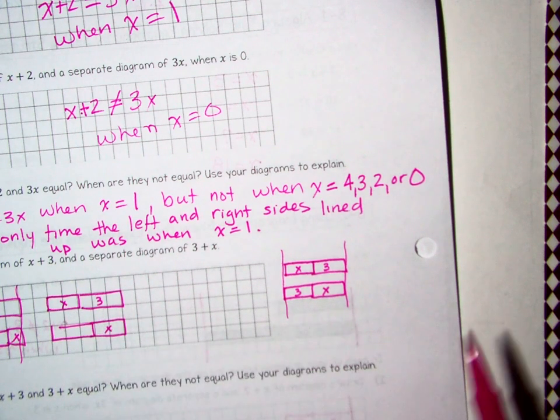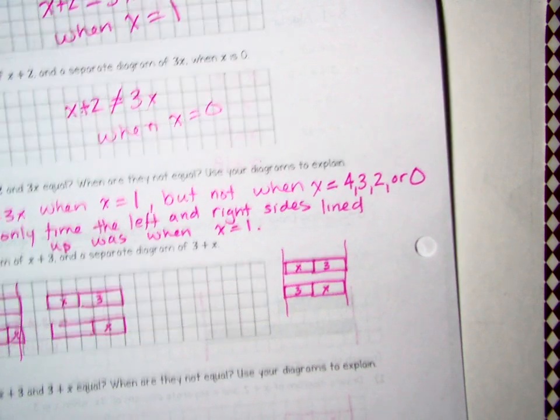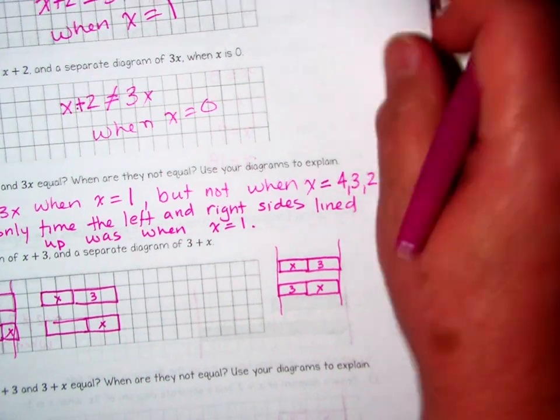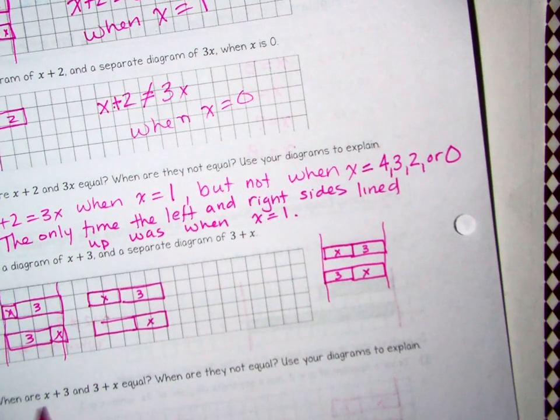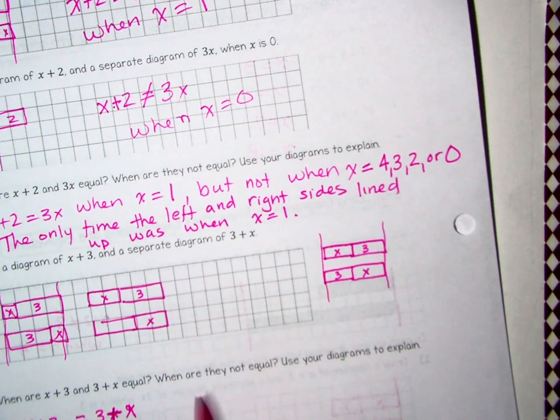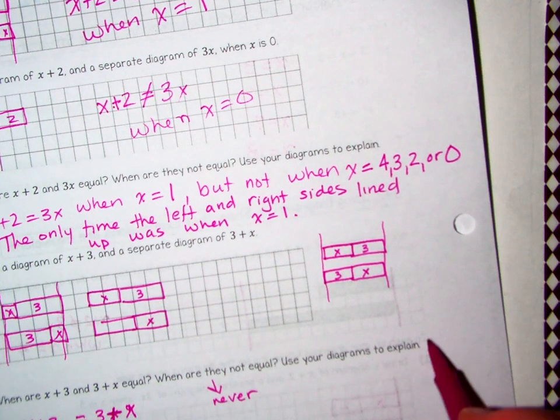X plus 3 is going to equal 3 plus x, which tells me that they are equivalent expressions regardless of what value I choose for x. 3 plus x and x plus 3 are going to be equal. So when are x plus 3 and 3 plus x equal? X plus 3 is equal to 3 plus x for all values of x. And when are they not equal? Never. Use your diagram to explain.